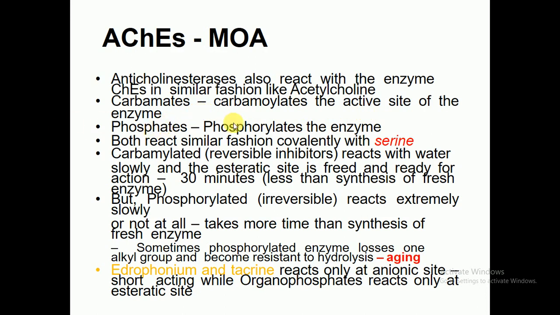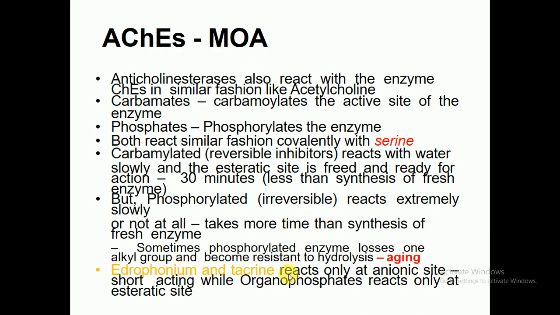Carbamates are the drugs that carbamylate the active sites of the enzyme, and the phosphates phosphorylate the enzyme. Both react in a similar fashion covalently with serine. The carbamylated reversible inhibitor reacts with water slowly, and the esteratic site is freed and ready for action. This takes almost 30 minutes, less than the synthesis of fresh enzyme. But the phosphorylated enzyme, being irreversible, reacts extremely slowly or not at all, taking more time than the synthesis of fresh enzyme.